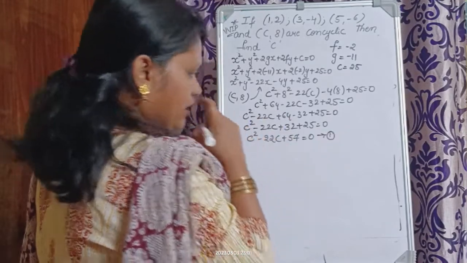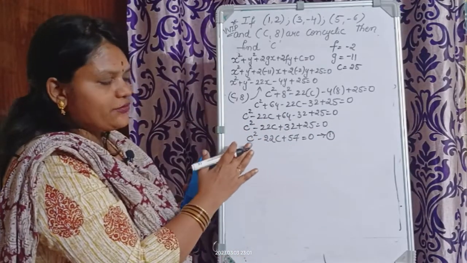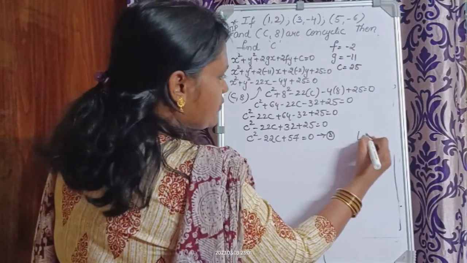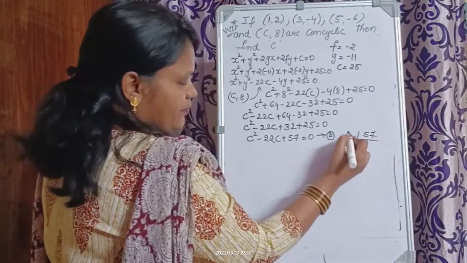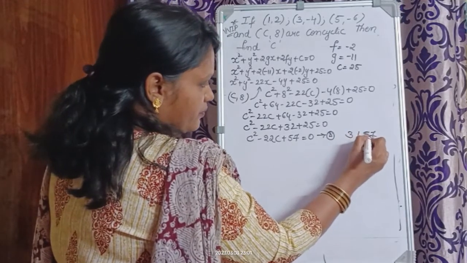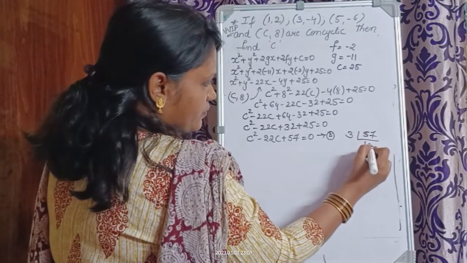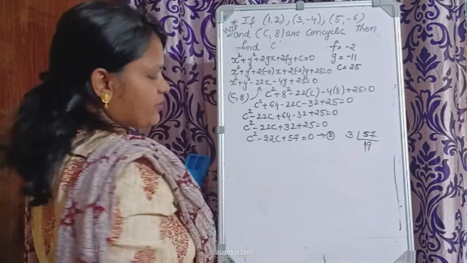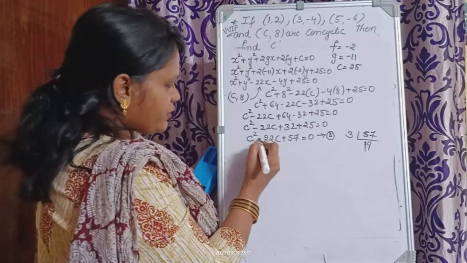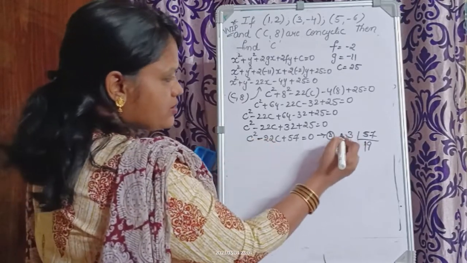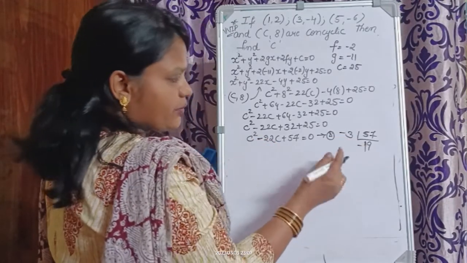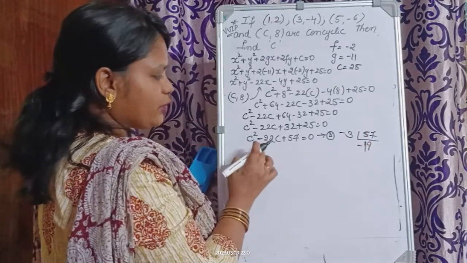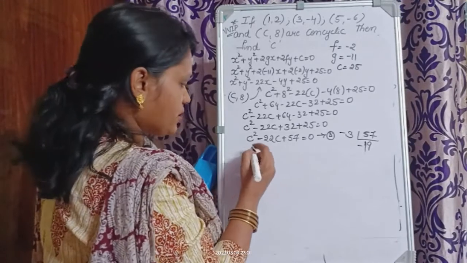This is the equation. Now we need to find the factors for this equation, right? So how to find? You just find the factors of 57. In 3 it will go, right? 3 ones are 3, 3 nines are 27, 3 19s are 57. However, here we should get a minus sign. So I'll take minus and minus, because minus into minus is plus, and minus 3 and minus 19 will give you minus 22c, right?